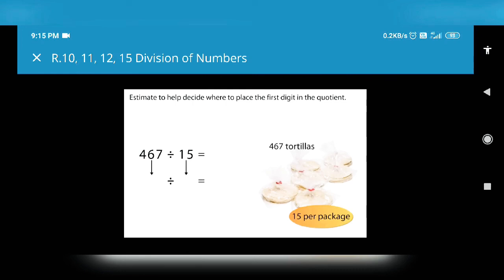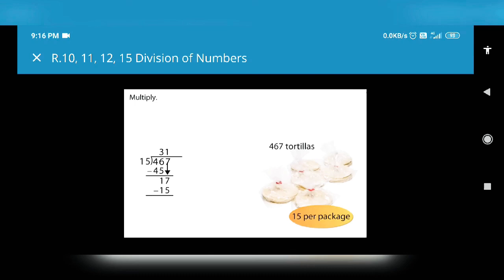Estimate to help decide where to place the first digit in the quotient. There are about 30 packages of tortillas. Divide the tens. Multiply. Subtract. Bring down the ones and continue the process. Multiply. Subtract.